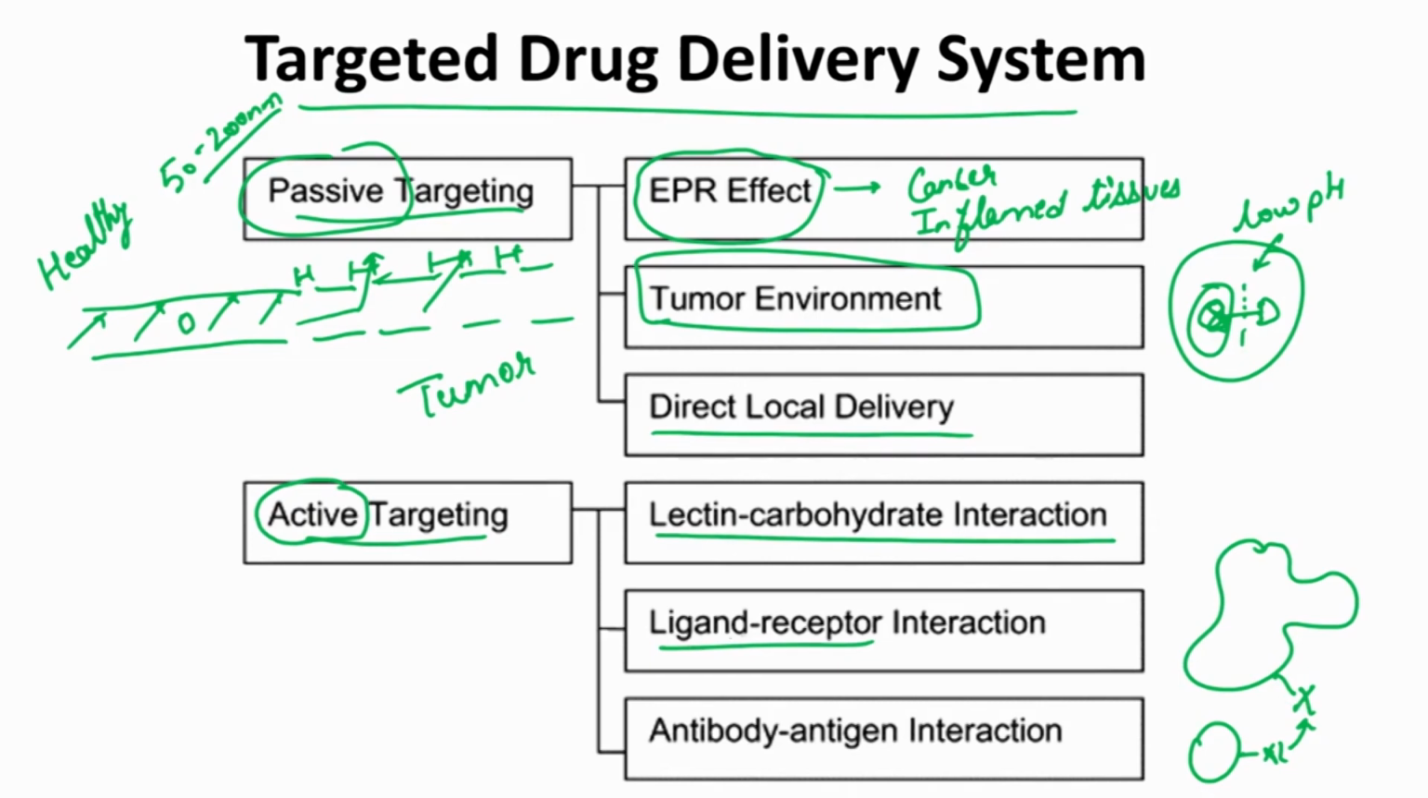So, it could be on the basis of ligand and receptors. In this particular example, this could also be that a certain lectin or a carbohydrate is present on the tumor and you conjugate your particle with the carbohydrate or the lectin to be able to target it to that tumor cell, or it could be any other cell, it does not have to be tumor, it could be other disease as well. And then finally, it could be an antibody antigen interaction.